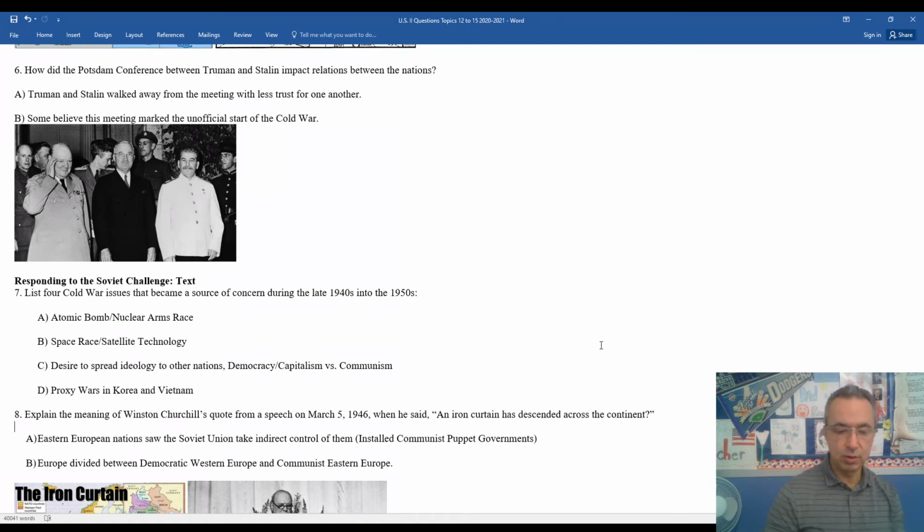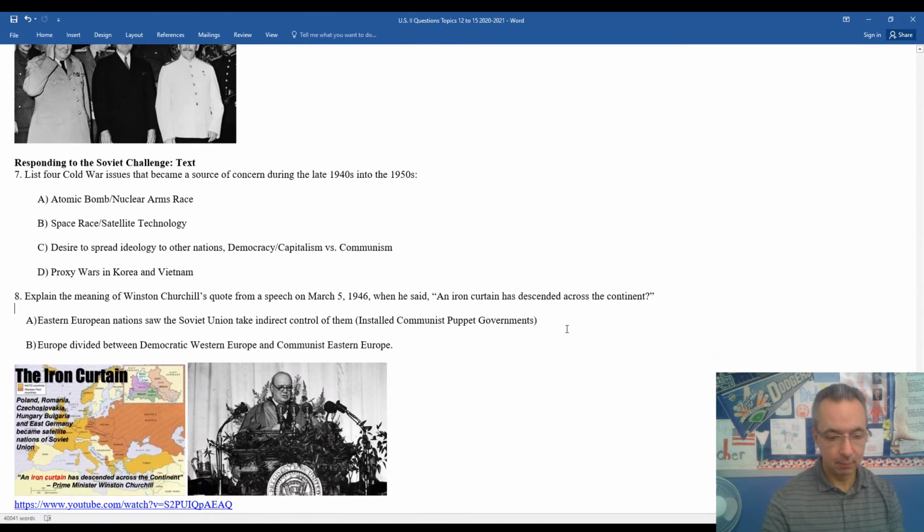Question 8, explain Winston Churchill's quote from his speech on March 5th, 1946. He stated, "An iron curtain had descended across the continent." In Eastern European countries, the Soviet Union took indirect control of those areas, installing communist puppet governments there. Europe was divided between democratic Western Europe and communist Eastern Europe. There's Churchill there. The Iron Curtain, you can see there on the map. The dark orange color would be the Soviet bloc countries.